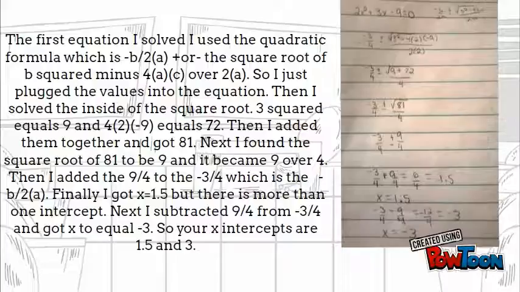Finally I got x equals 1.5, but there is more than one intercept. Next I subtracted 9 fourths from 3 fourths and got x equal to negative 3. So your x-intercepts are 1.5 and 3.